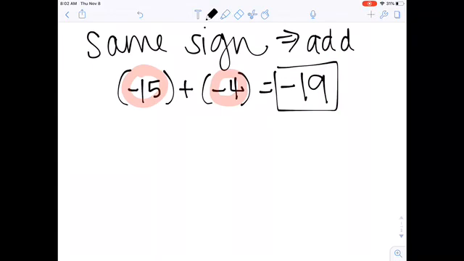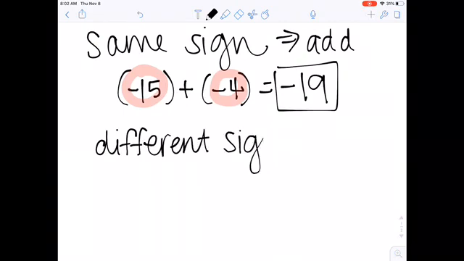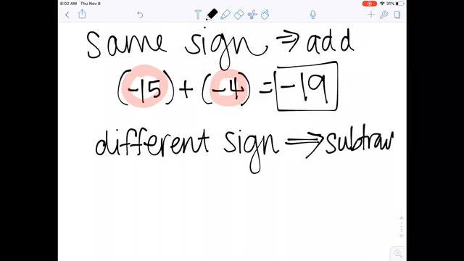So, what's going to happen if we do not have the same sign? If they're not the same, then they are different. That's the opposite of the same. Good job. So, if they're different signs, just like the song goes, same sign, then you add; different, you subtract. So, I'm going to take those numbers and I'm going to subtract them.